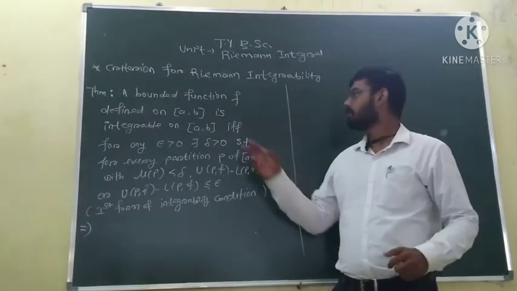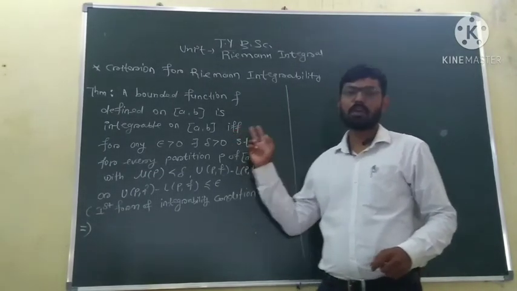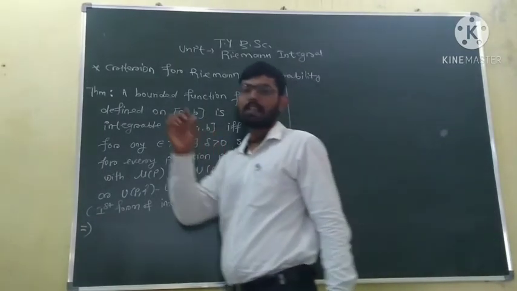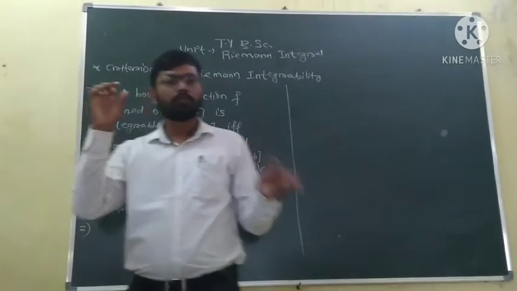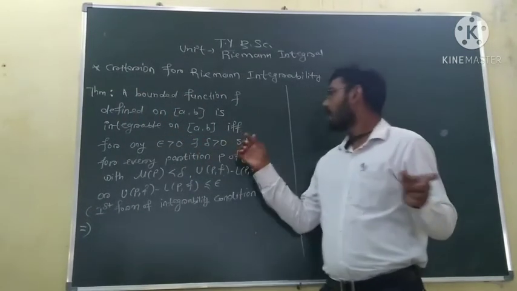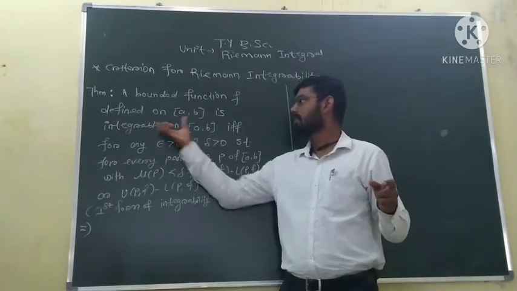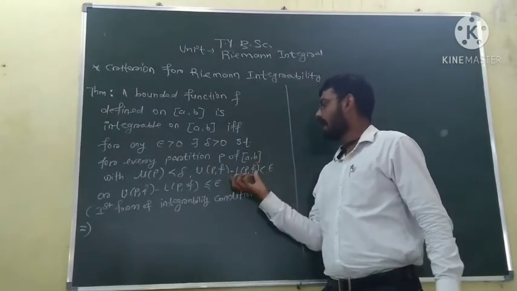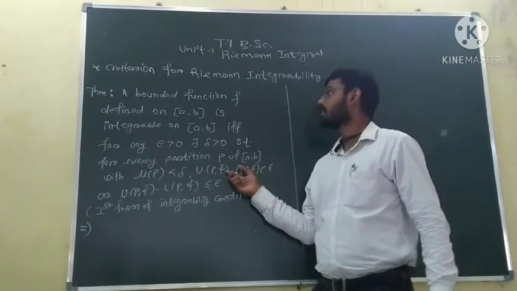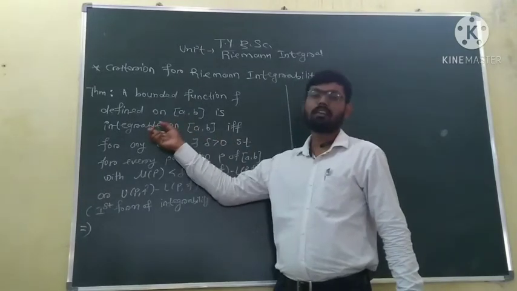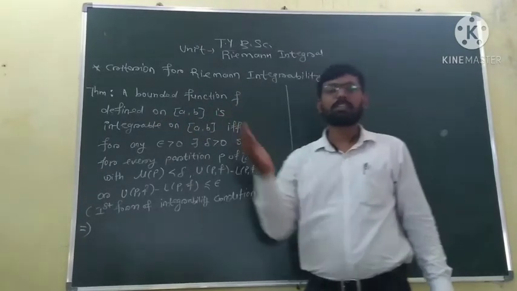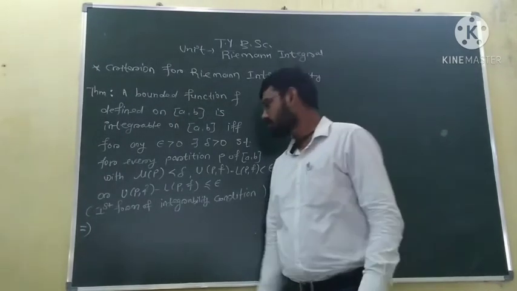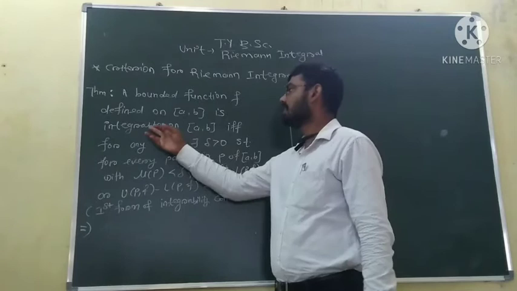We will prove this. It is an if and only if statement, so we have to prove it in both directions. First we assume that the function is Riemann integrable and prove this condition, and later we assume this condition is satisfied and prove that the function is Riemann integrable. That is the necessary part and the sufficient part. So we will first assume the function is Riemann integrable.